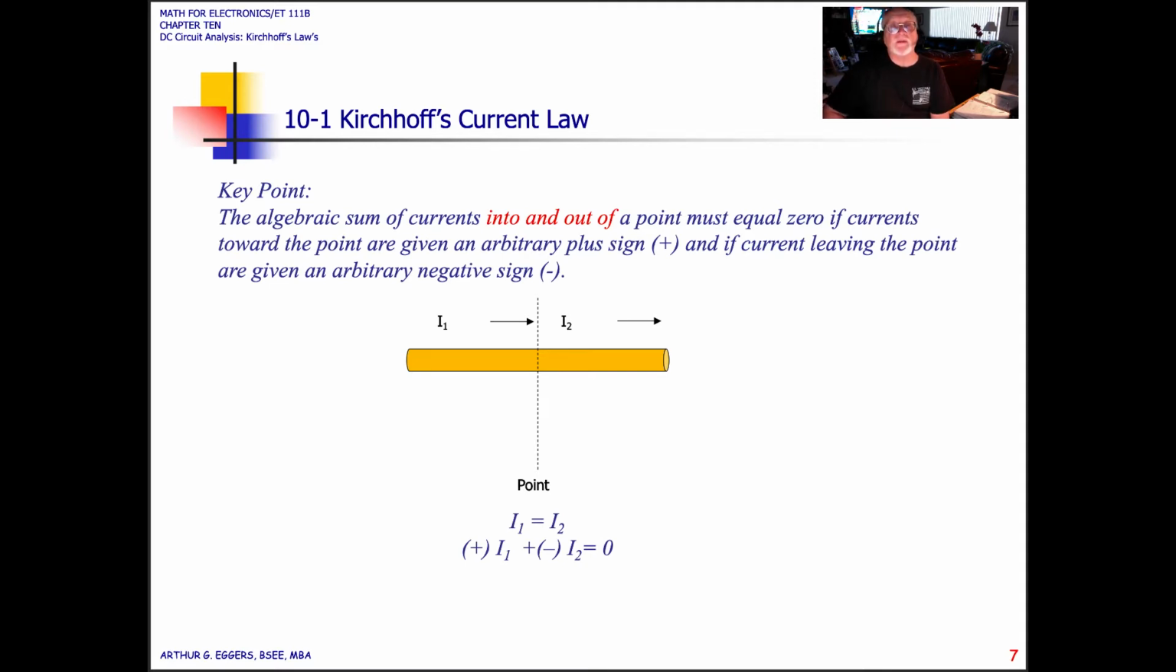The algebraic sum of the currents into and out of a point must equal 0 if the currents toward that point are given an arbitrary positive or negative value. In this representation we can see we've identified the current flowing into the point, at this dotted line demarcation, as positive. The value flowing out of it would be negative, and those two values have to match. So I1 equals I2, or the sum of the two equals 0.